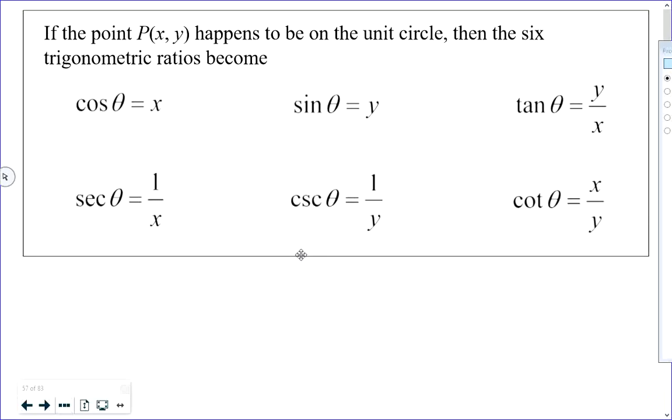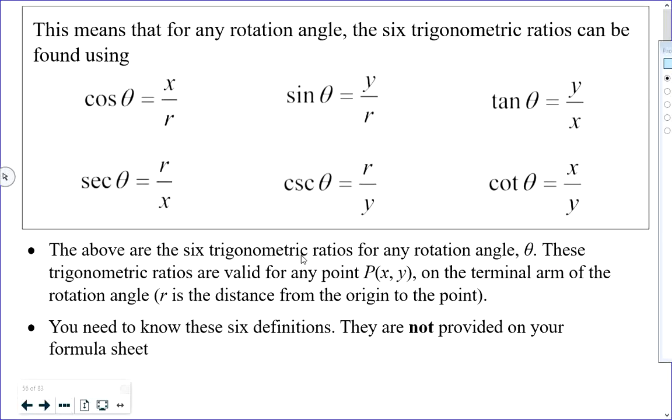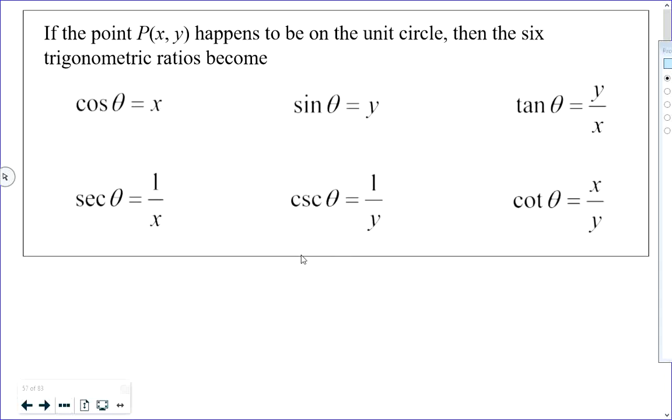Now, if the point is on the unit circle, and this is where we have to be careful when you're solving a problem, you have to say, is it on the unit circle or is it not? Because if it's not, you have to do this. If it is, you don't have to do this. Because if it is on the unit circle, r is 1. So what happens is all of these become that.